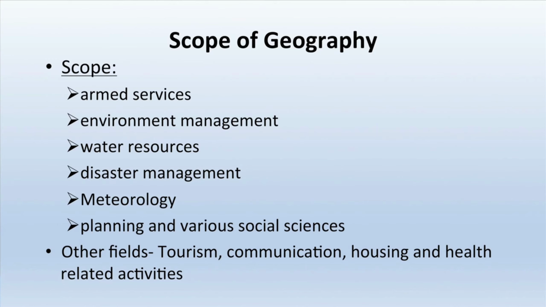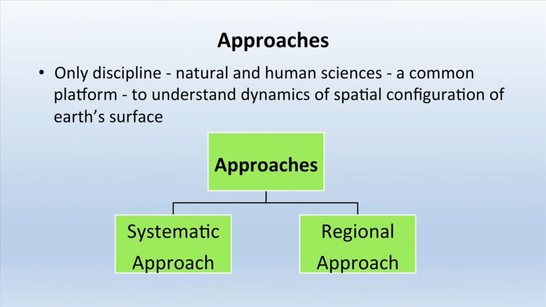Now, we have approaches of geography. What are the approaches that are mainly followed in geography? This is the only discipline where natural and human sciences come to a common platform to understand the dynamics of the spatial configuration of the earth's surface. There are two main approaches to study all these things. One is the systematic approach and the second one is the regional approach.